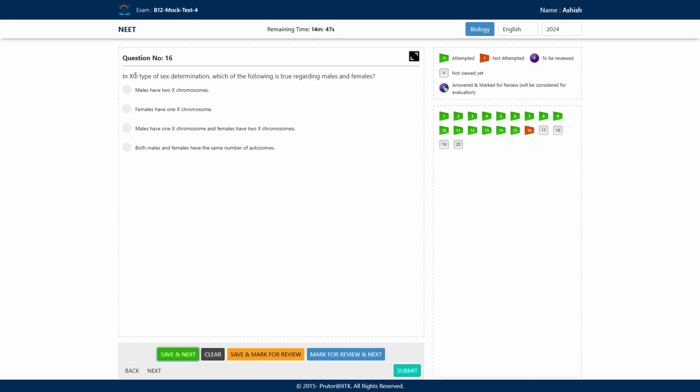Now next, X0 type of sex determination system, which of the following is true regarding males and females? This X0 type of sex determination system is observed in insects such as grasshoppers and cockroaches. Clear? Now, what is true regarding this X0 system? Option A, males have 2X chromosomes, females have only 1X chromosome. Option C, males have 1X chromosome and females have 2X chromosomes. Option D, both males and females have the same number of autosomes. What will be the correct answer?